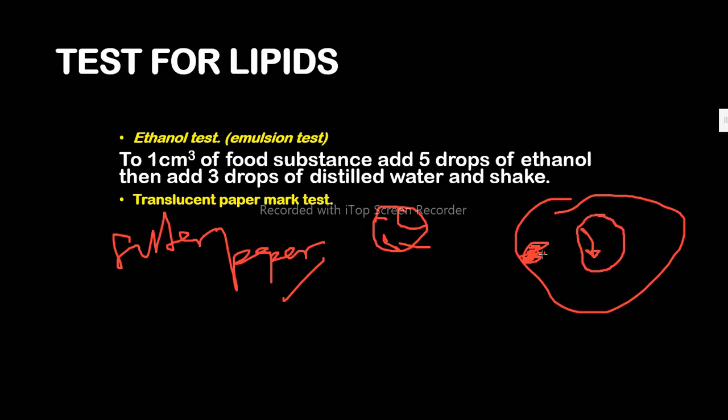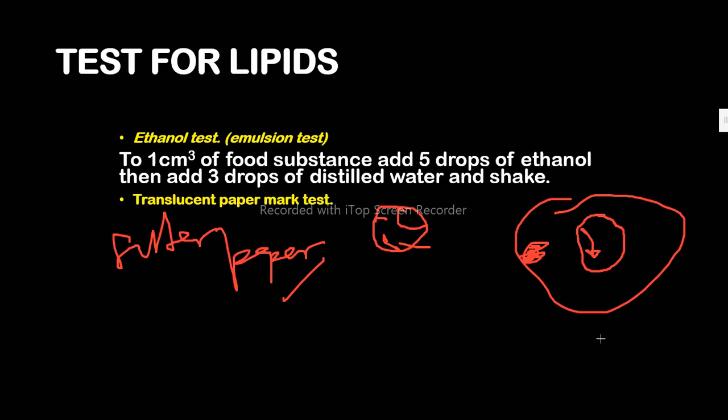And if you get that, boom, then lipids are present. No other food can form a translucent spot. That's why when you wrap your cassava, I mean boiled cassava, not fried one, in a paper, the paper remains dry.